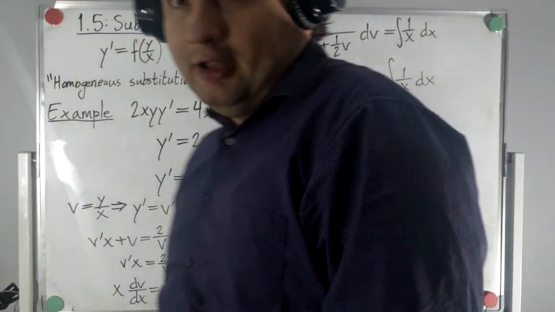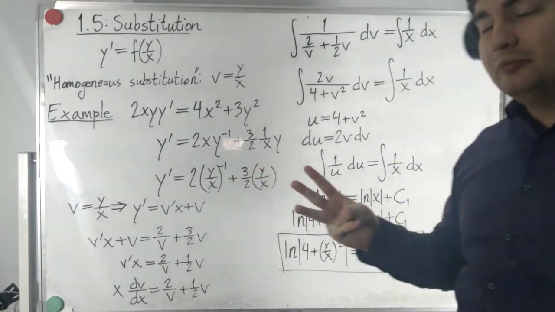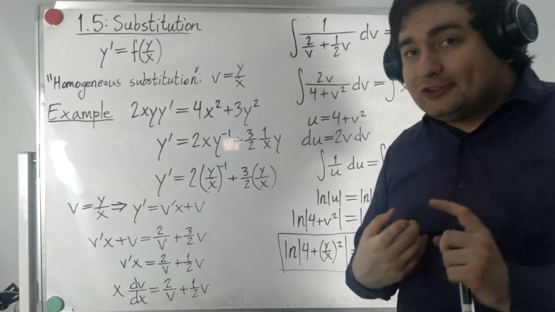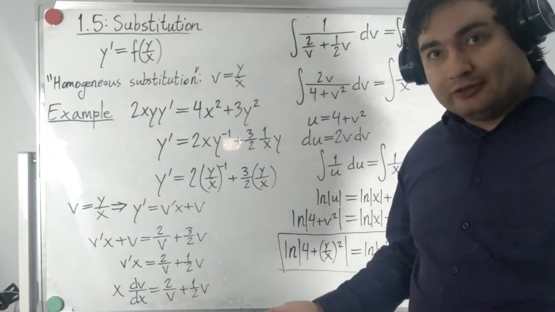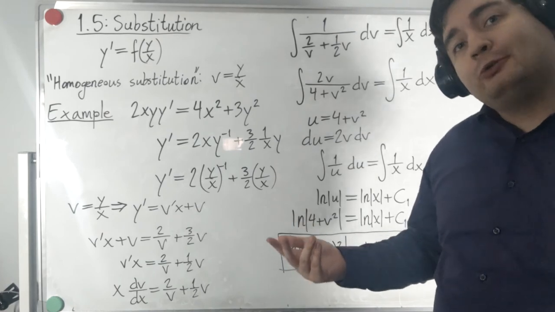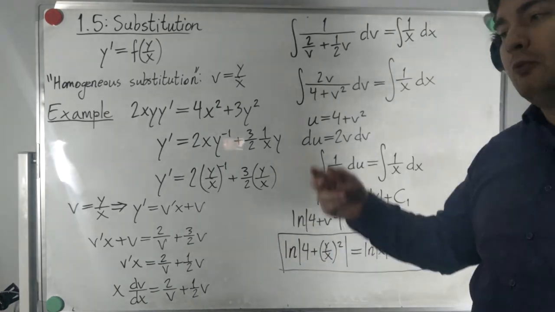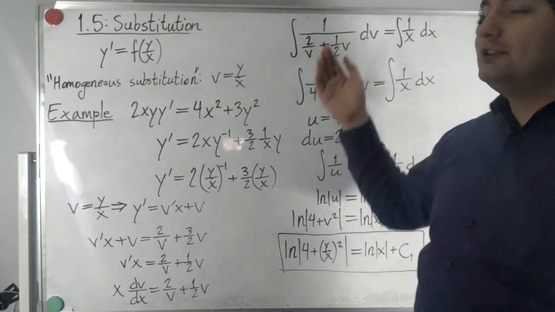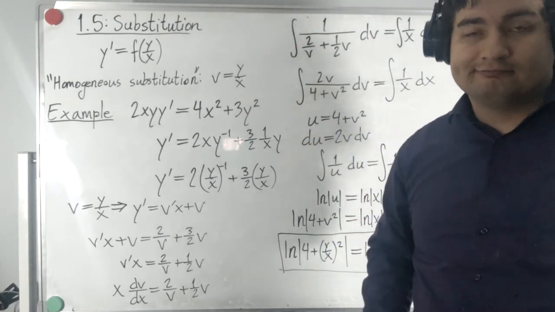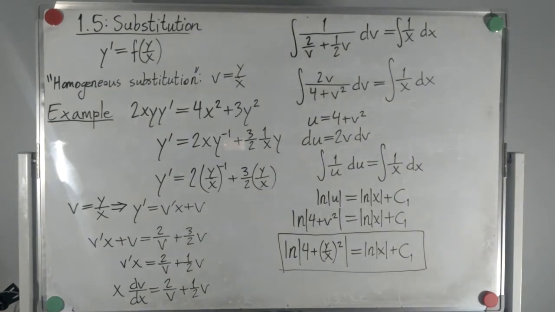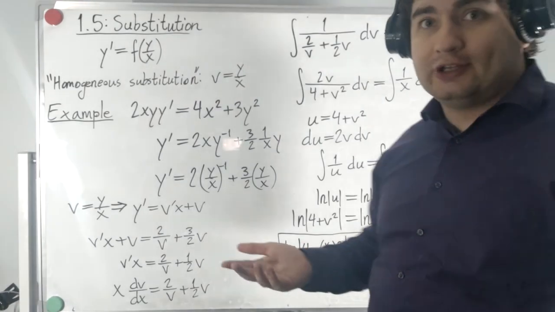So, three types of substitution problems. One that's unnamed. It's just a random substitution. Then there's the Bernoulli substitution, where it's always v equals y to the 1 minus n. And then there's the homogeneous substitution, where it's always just y over x. And these different substitutions come in handy in different equations, just like different u substitutions come in handy in different integrals.